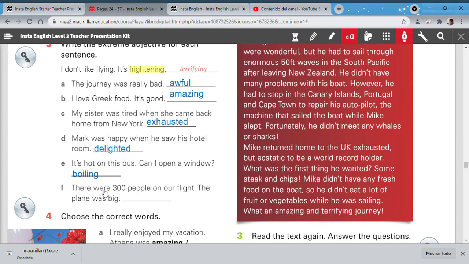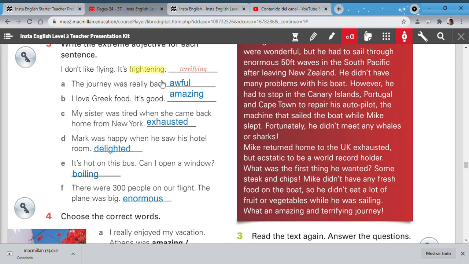There were 300 people on our flight. The plane was big. No, the plane wasn't big. The plane was enormous. Perfect. Enormous. Excellent.